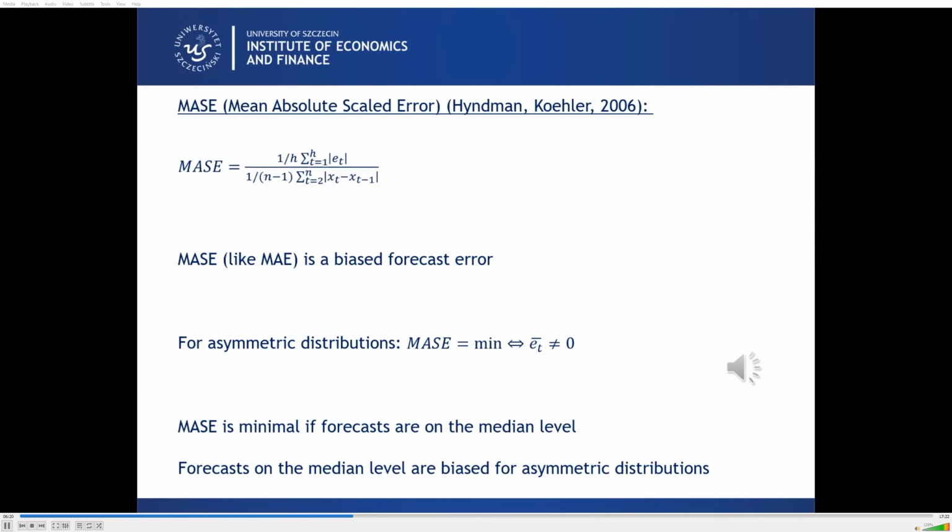MASE, mean absolute scaled error, is a very interesting forecast accuracy measure. It is scale independent and is almost always defined for intermittent demand data, unless all in-sample values are the same. However, MASE, like mean absolute error, is a biased forecast error, because for asymmetric distributions, MASE could be minimal for biased forecasts. MASE is minimal if forecasts are on the median level. However, forecasts on the median level are biased for asymmetric distributions, and this makes MASE a biased forecast error.